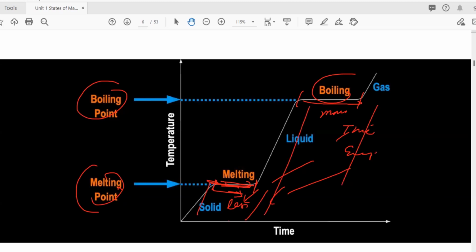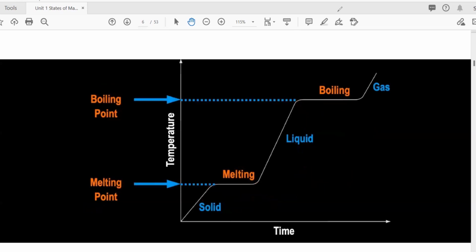Please tell me any confusion about the heating curve. Is it clear? Yes. Okay.